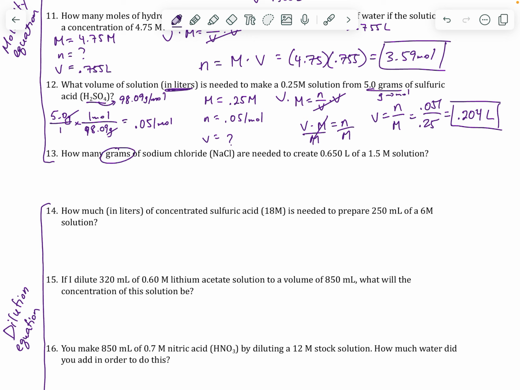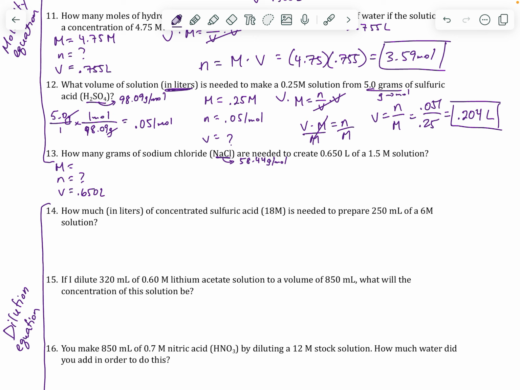So you notice that I'm looking for grams here. I can't get to grams unless I have moles. So really what this question is asking me is, can you first convert to moles so that we can then figure out how many grams that would be using the molar mass of sodium chloride, which is 58.44 grams per mole.